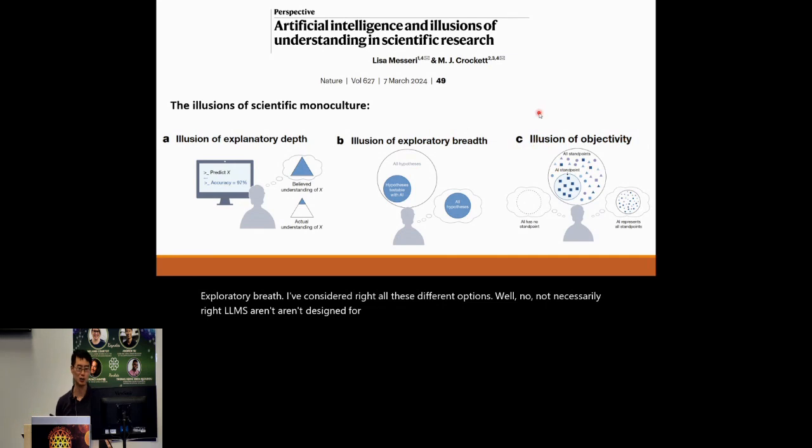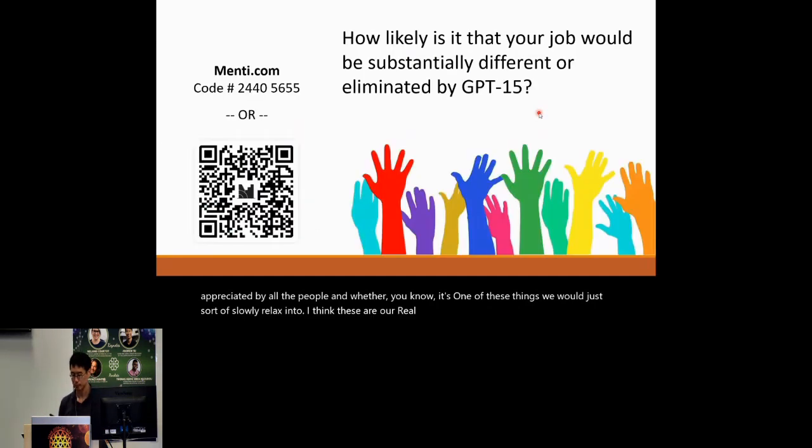And then also this illusion of objectivity, where, oh, if the LLM said it, then somehow this has been weighed accurately against all the options that have been here. I think intuitively we understand it's not there, but whether those risks are appreciated by all the people, it's one of these things we would just sort of slowly relax into. I think these are real risks.